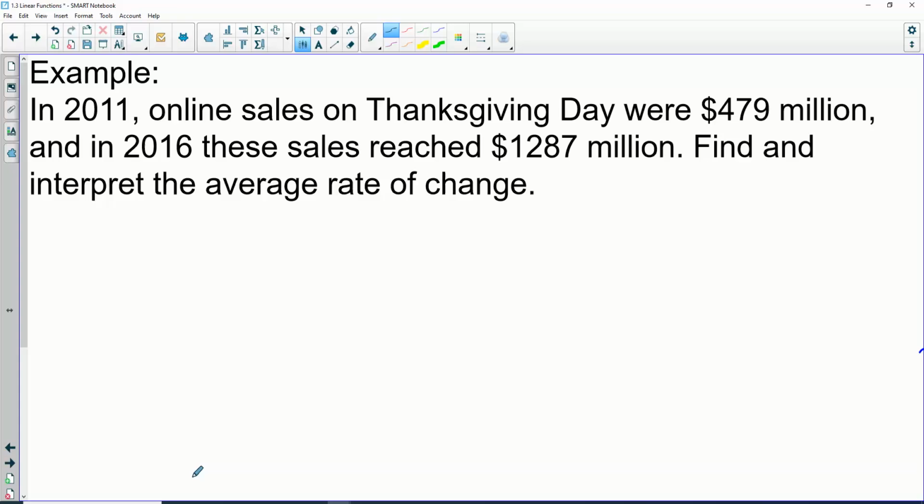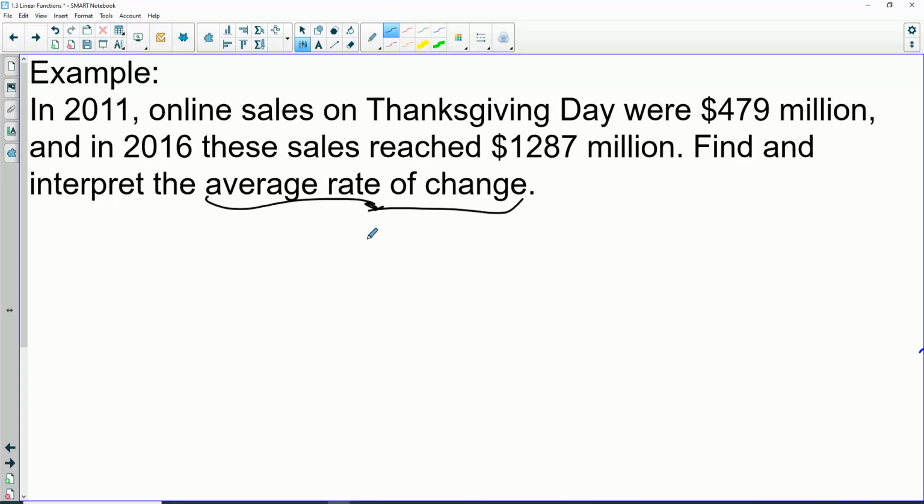In 2011, online sales on Thanksgiving Day were $479 million. And in 2016, these sales reached $1,287 million. Find and interpret the average rate of change. When I say average rate of change, what does that mean? The rate that it's increasing or decreasing. What is another word for that?